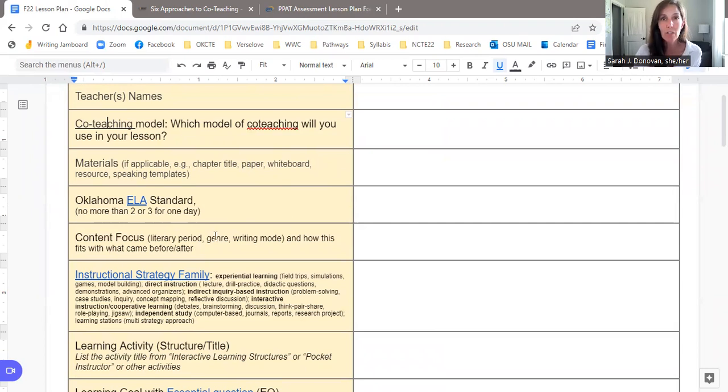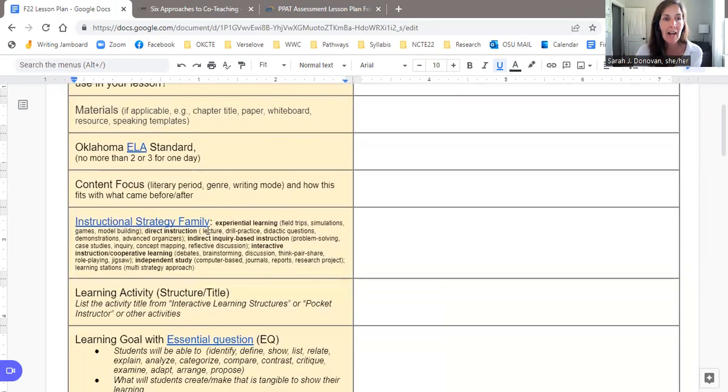Content focus. So if you're in the middle of a unit of a literary period, like transcendentalism, if you're working on a particular genre, such as Gothic literature, or if you're working on a particular writing mode, such as argumentative or personal narrative, maybe it's not directly what you're teaching, but this might lend itself to that. So it's helpful.